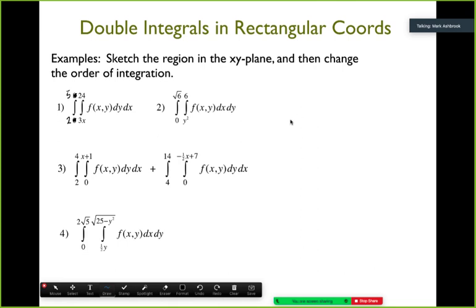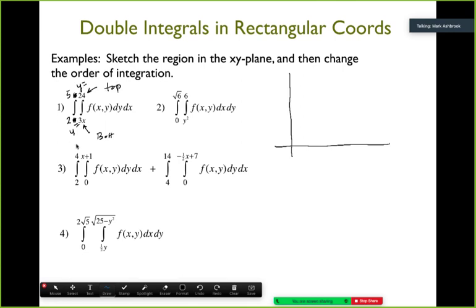So here we go. First of all, what order is this? Is it type 1 or type 2? Type 1. This is type 1. So that means these represent what in the region? 3x represents what boundary of the region, and 24 represents what boundary? Bottom and top, respectively. Y equals 3x is our bottom. Y equals 24 is our top.